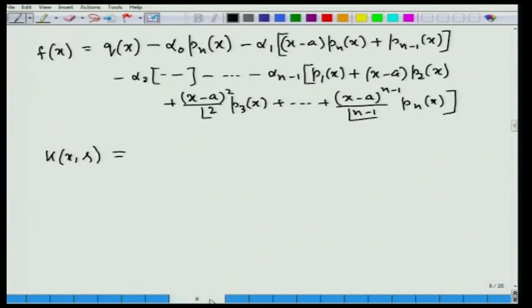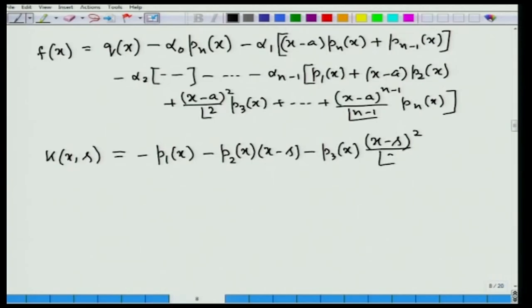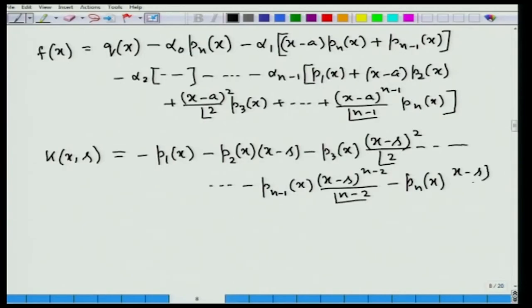So, proceeding in this way, ultimately we will have this expression: minus p 1 x minus p 2 x multiplied with x minus s, minus p 3 x times x minus s whole square by factorial 2, minus and so on. The last but one term will be minus p n minus 1 x times x minus s whole to the power n minus 2 by factorial n minus 2, minus p n x multiplied with x minus s whole to the power n minus 1 by factorial n minus 1.